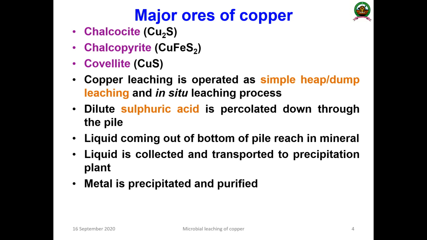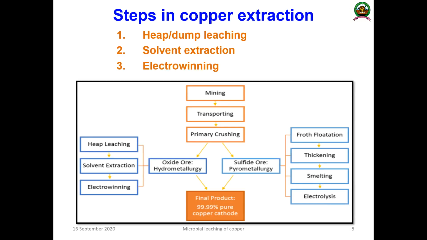That is, sulfuric acid percolates, and the liquid that is collected at the bottom of the pile will contain the minerals. That liquid will be transported to the precipitation plant, and later the metal will be precipitated and purified. Now we will see the detailed steps of copper extraction.